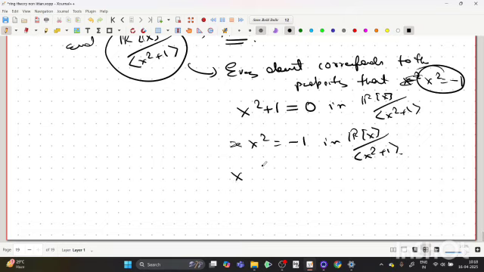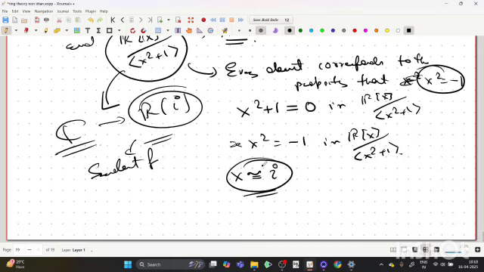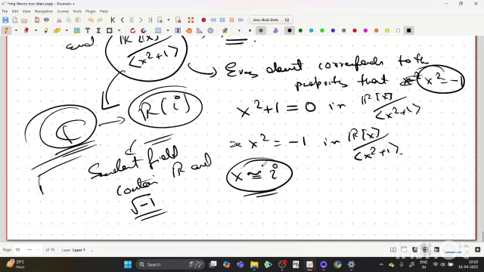And this element x is what we identify as iota. So basically this field is actually your complex numbers, which you also denote as R(i). That is the smallest field containing R and the square root of minus 1, by a slight abuse of notation. Got it? Is it clear? So this is some sort of a construction of the complex numbers through algebra.